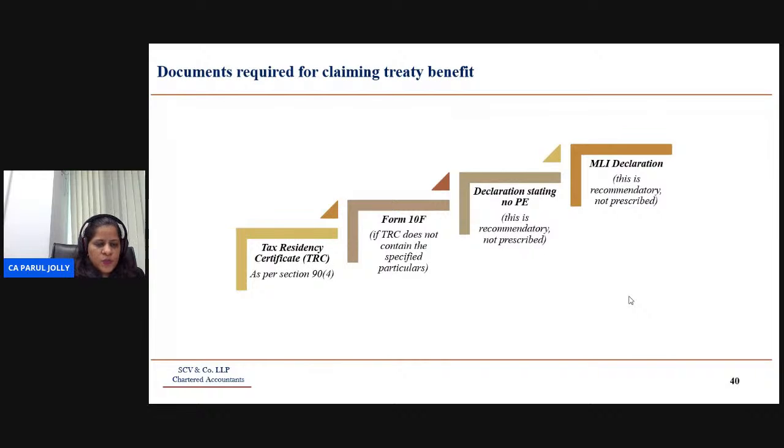So, what are those documents? First is tax residency certificate. So, when we are applying a treaty, we must know whether the corresponding party is resident of that particular state or not. Sitting here, one cannot determine whether a person is resident as per the domestic laws of that particular country. So, we rely on the tax residency certificate issued by the authorities of that particular jurisdiction. Section 90, subsection 4 also mandates that a treaty benefit cannot be claimed unless a tax residency certificate is available. There is a judicial controversy on this aspect also, which I've covered in the next slide.